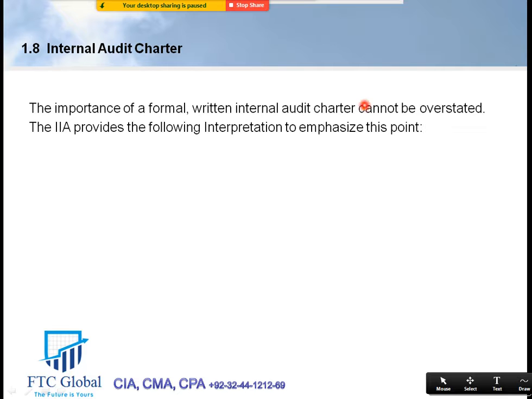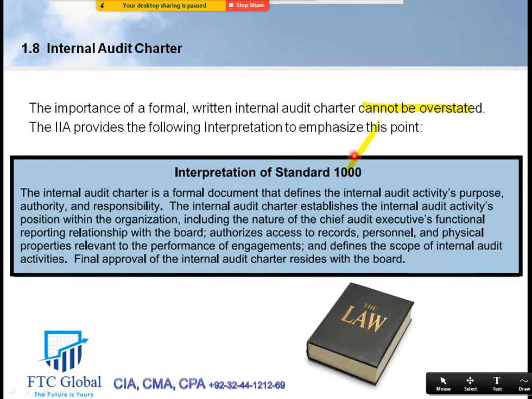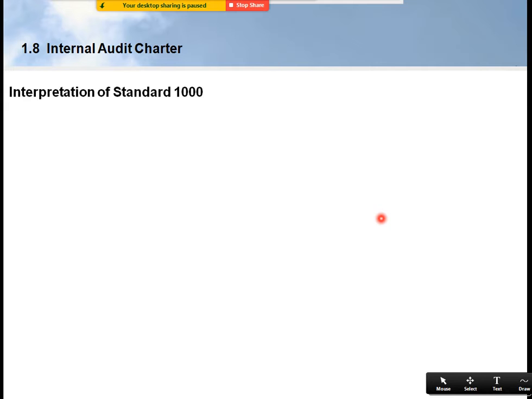It is very important. The following paragraph will explain why. Since I'm telling you again and again, you do not need to memorize any number. You just need to have an idea of what the standards tell you and apply those according to the MCQs. Do not learn these numbers. I've broken down this interpretation standard into smaller components so that you can gain a fuller understanding. What the standards tell us about the internal audit charter, we need to know in detail so that we can understand it better.